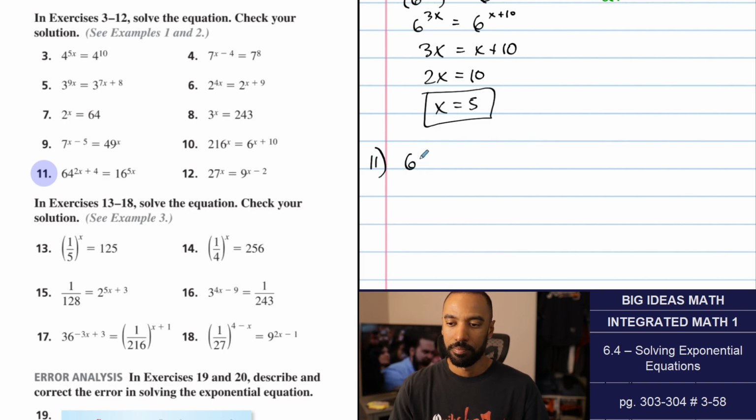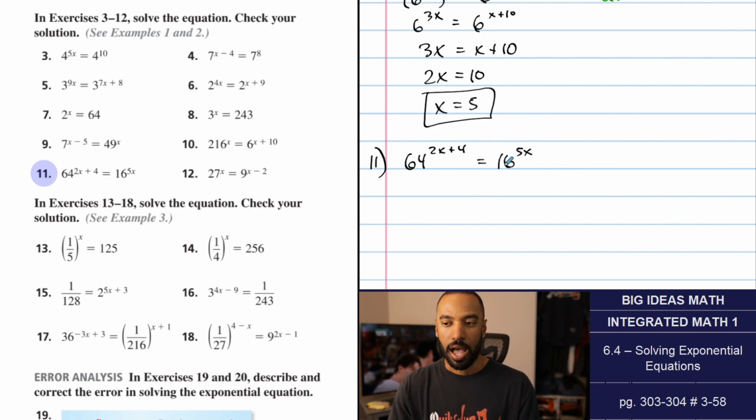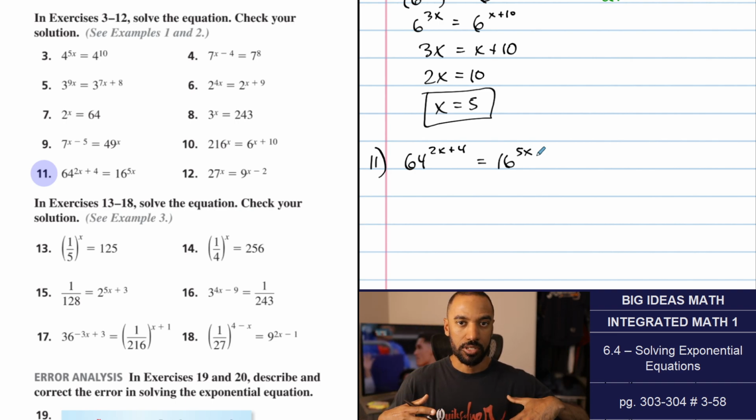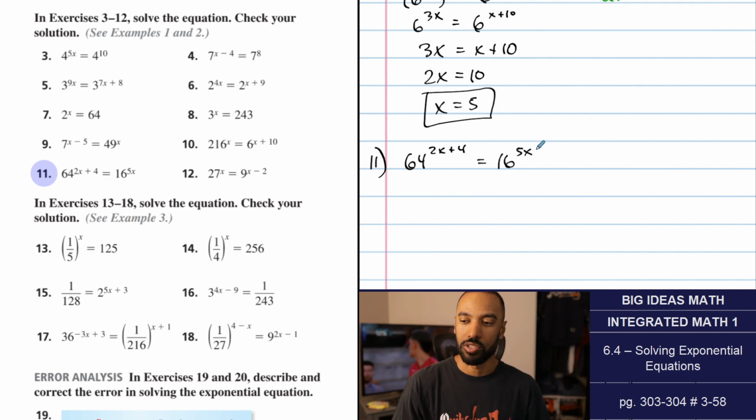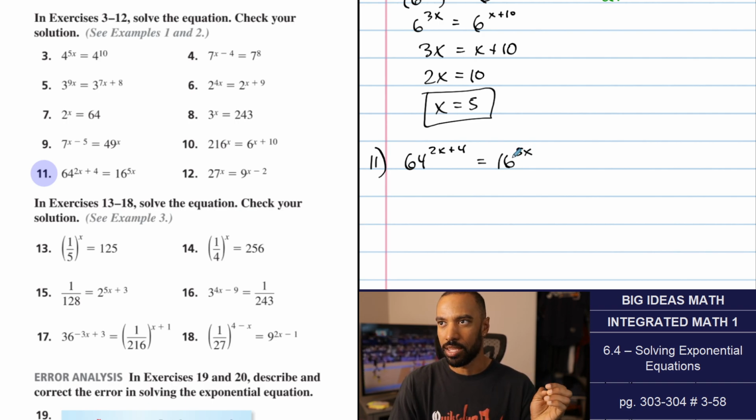Okay, number 11, we have 64 to the 2x plus 4 power equals 16 to the 5x power. This one's one of those trickier ones. It did pop up in the lecture portion. Now, in this problem, I cannot raise 16 to a power to get 64, at least not an integer power. So we actually have to look for a smaller base for both of these values. You might think 8. Hey, 64 is 8 squared. 16 is 8 times 2. Well, that's not an exponent, right? That doesn't matter.